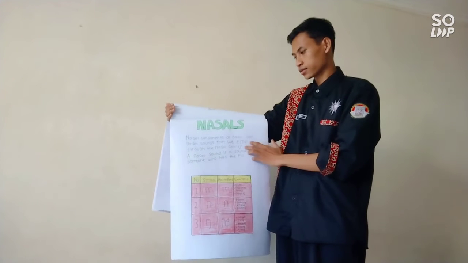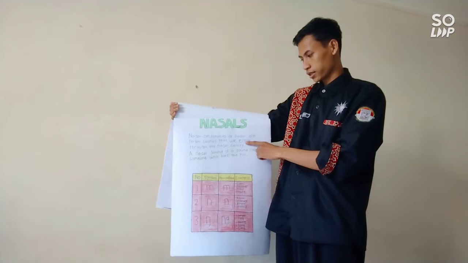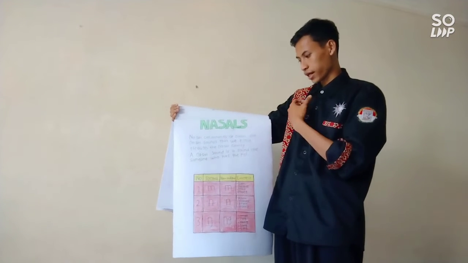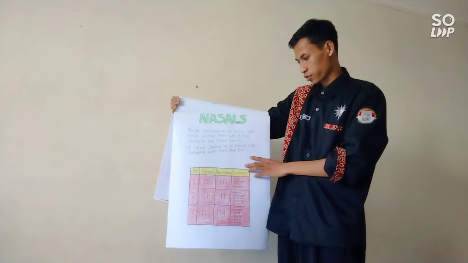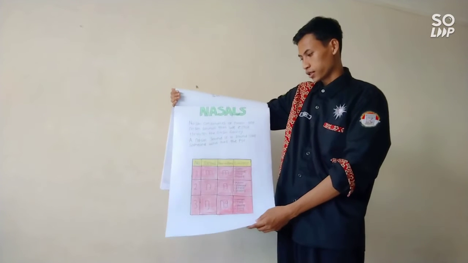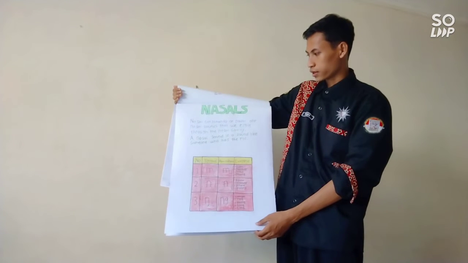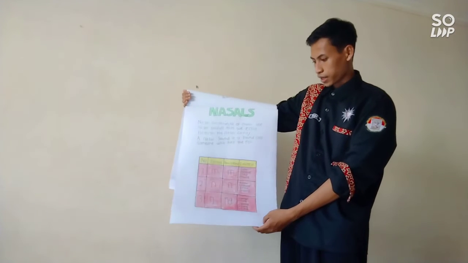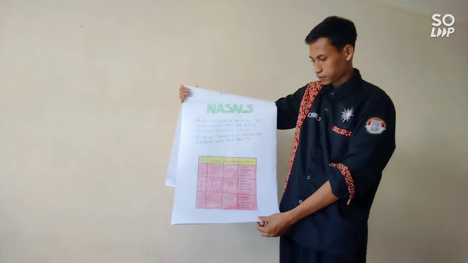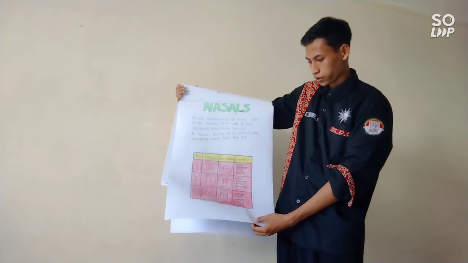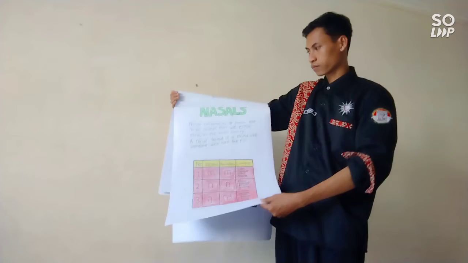Nasal consonants. A nasal consonant is a sound that we emit through the nasal cavity. A nasal sound is like the sound of someone who has the flu. For the pronunciation examples, we can see the table. We have m, n, and ng. So for the example, m for some, n for no, and ng for angle.